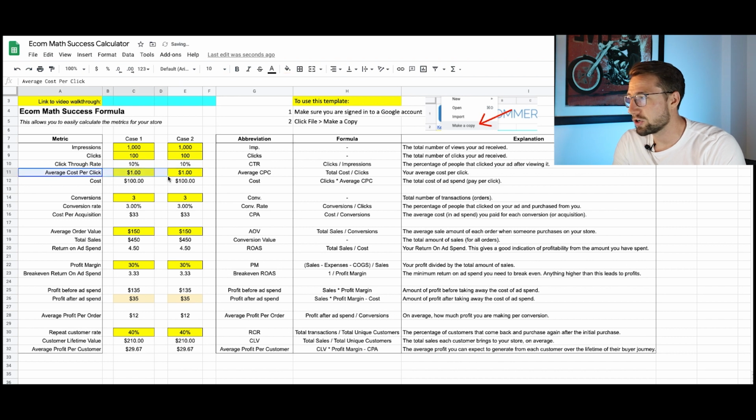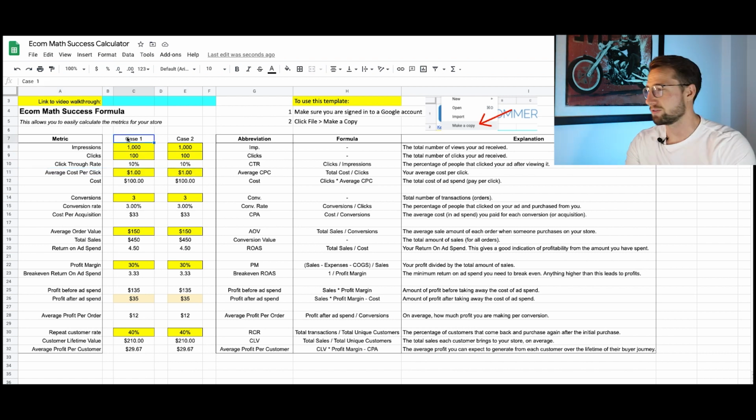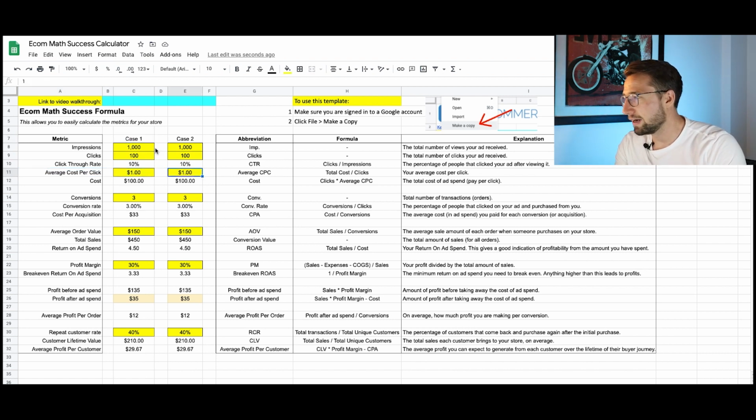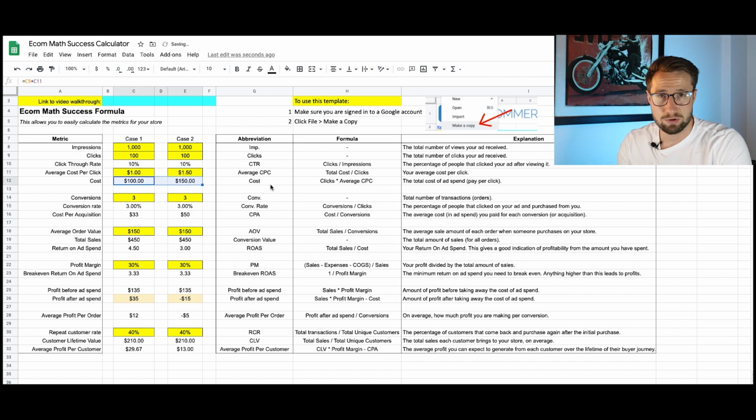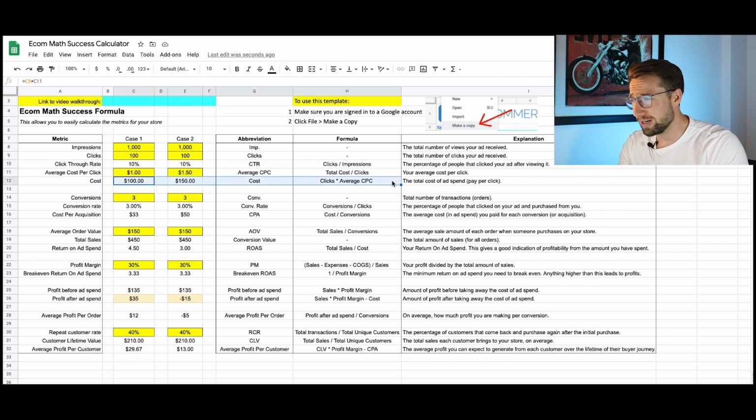The next one is average cost per click. This is the average that you're paying, basically your bidding, okay? And of course, when you look at this, this is going to be over a period of time. And you see here, if I change the average cost per click to $1.50, the cost changes, of course. This is really basic stuff. We'll get into the meaty stuff right now. I've got an explanation here. That's the actual formula, really easy stuff.